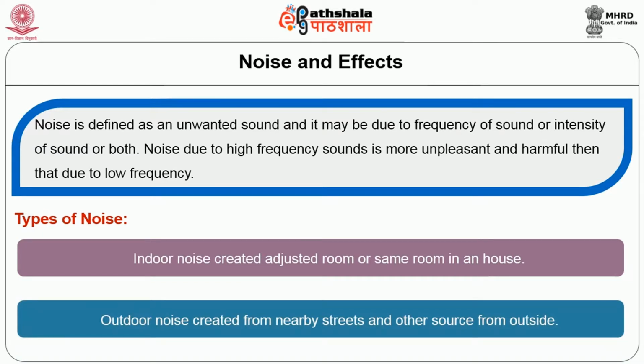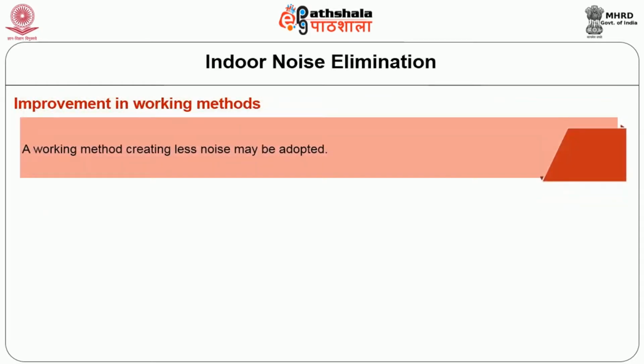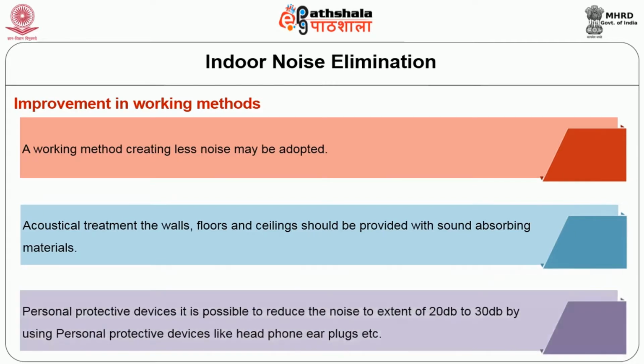Indoor noise elimination. Improvement in working methods: a working method creating less noise may be adopted. Acoustical treatment: the walls, floors and ceiling should be provided with sound absorbing materials. Personal protective devices: it is possible to reduce noise to some extent, by 20 decibel to 30 decibel, by using personal protective devices like headphones, earplugs, etc.